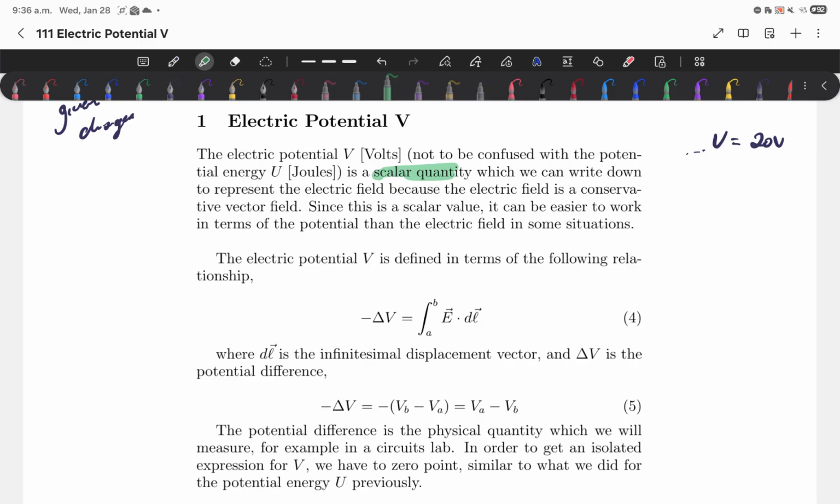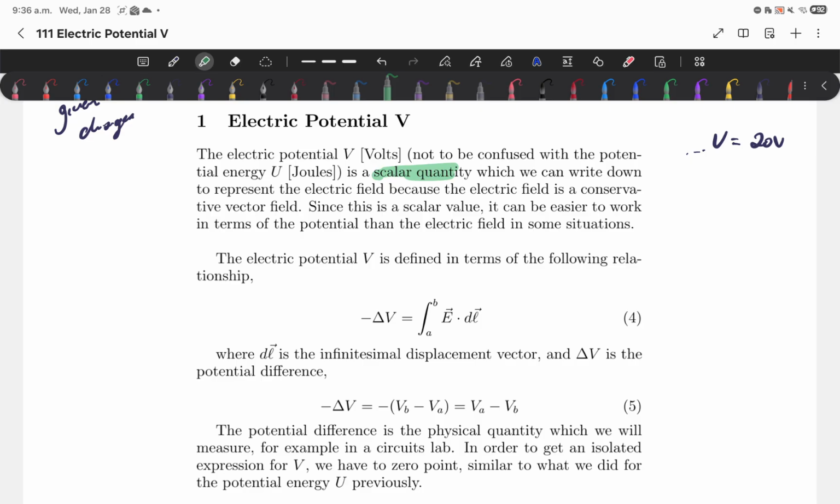work with. And basically, we can write down V, the potential, which can represent the electric field because the electric field is what we call a conservative vector field. So because the electric field is a conservative vector field, we can rewrite it in terms of the potential, only because we have that feature of the field. You can do the exact same thing for Newtonian gravity. You can define a potential for gravity as well in this way.